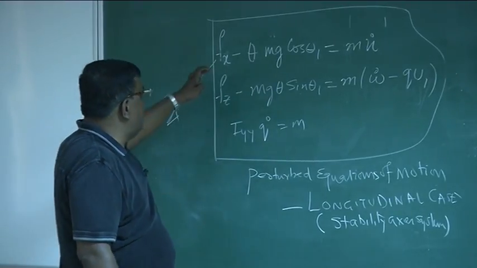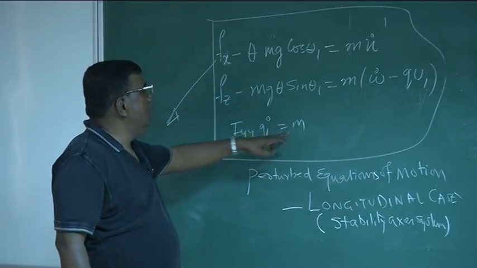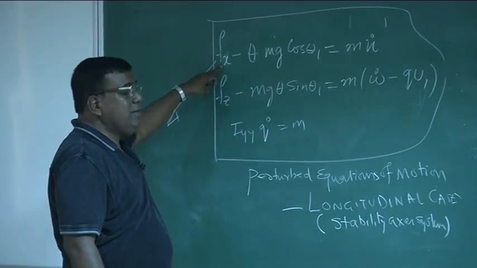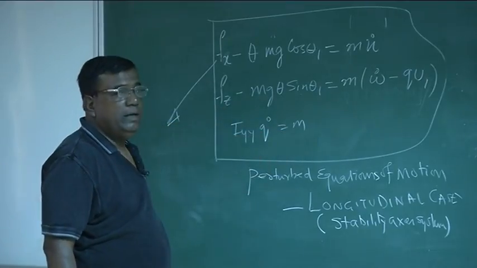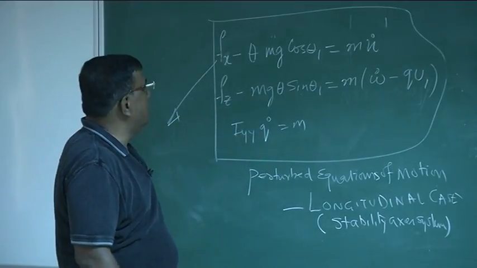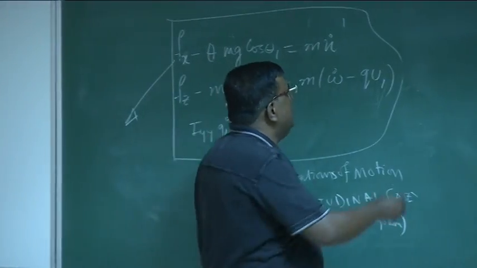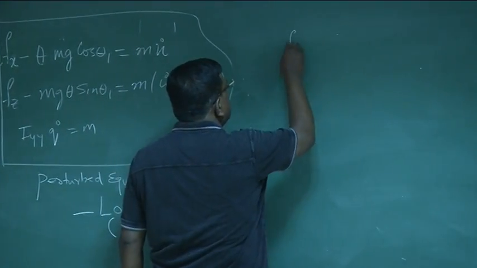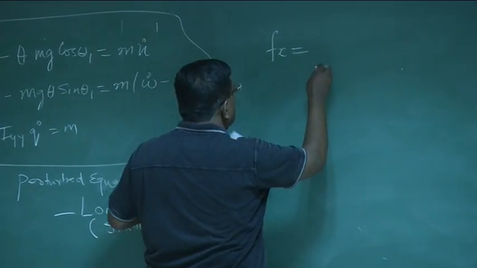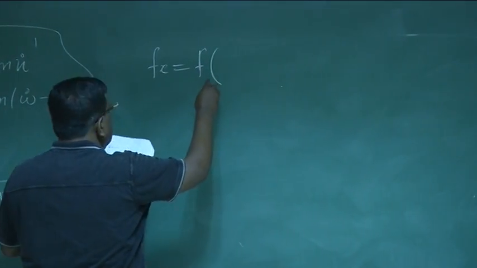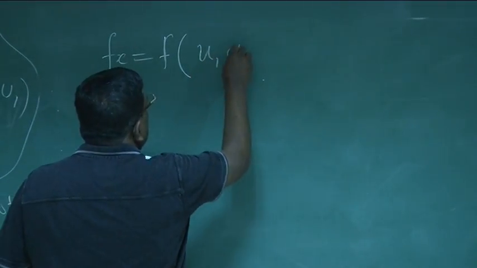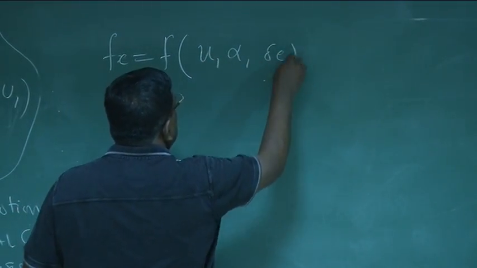And what are these Fx, Fz and m? These are perturbed force along x direction, perturbed force along z direction, and perturbed moment about y axis. Okay. So let us see this perturbed force Fx. That will depend upon what? You could see that it could depend upon u, alpha and delta E.